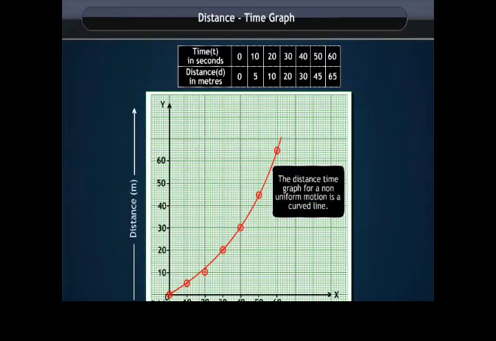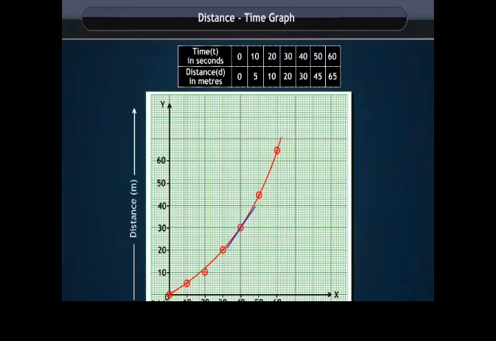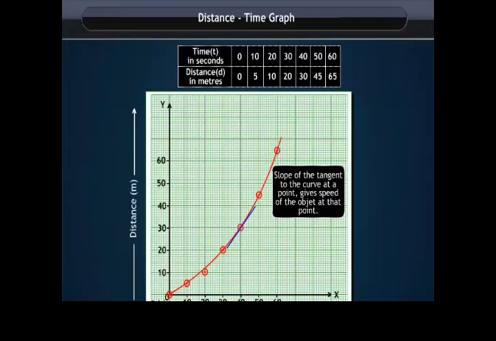Notice that the distance time graph for a non-uniform motion is a curved line. Draw a tangent to the curve at any point. The slope of the tangent to the curve at a point gives the speed of the object at that point.